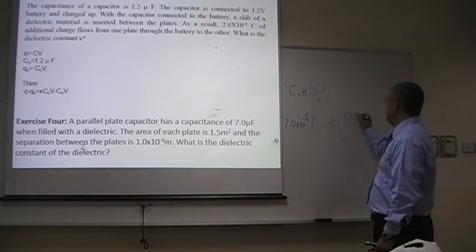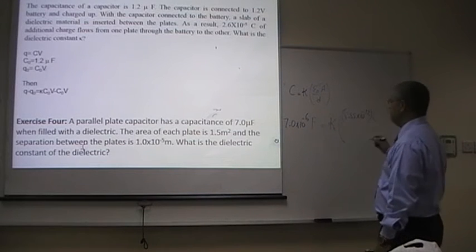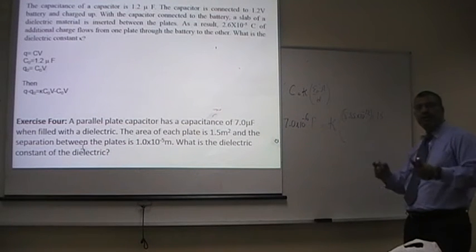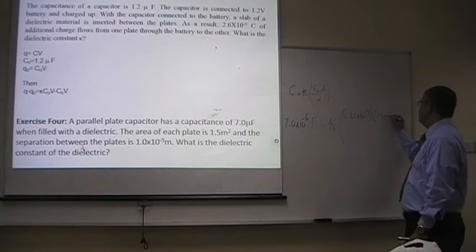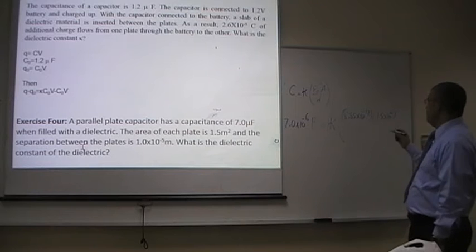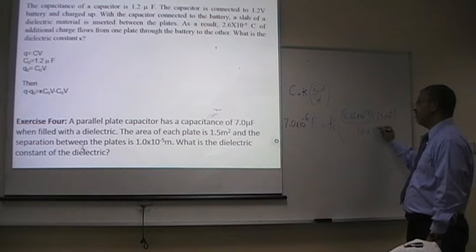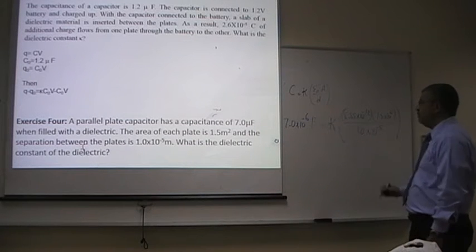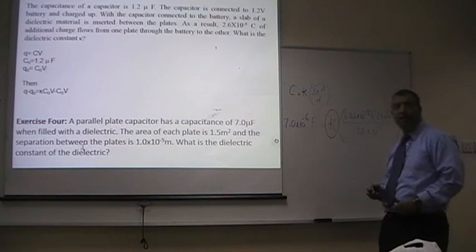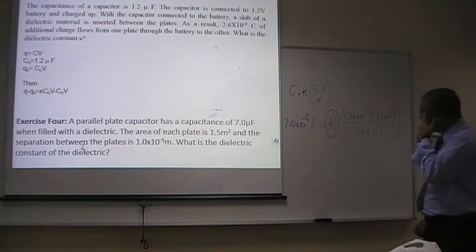Epsilon, we said, is equal to 8.85 times 10 to the power of minus 12. The area is 1.5 millimeter square, so it's minus 3 and minus 3, which makes minus 6. That's the area. And the separation between them, D, is 1.0 times 10 to the power of minus 5 meters, and that's it. The only thing I don't have is kappa right here, and then I can use my calculator to calculate that. All right?